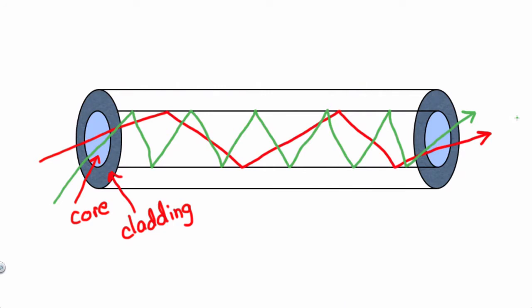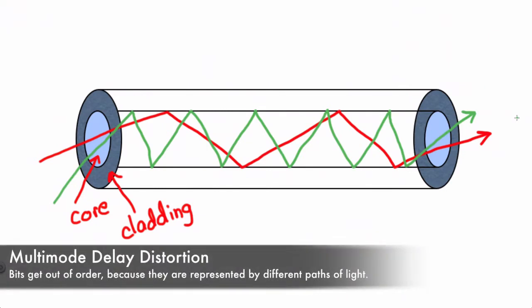Over a long distance, such as greater than 2 kilometers, we could have an issue with this. If one bit comes in at a steep angle, like the green line on screen, and the next bit comes in at a less steep angle, like the red line on screen, it's possible that the bits would get out of order. The first bit came in first, but it bounced back and forth, back and forth, back and forth much more than the next bit did. It could actually fall behind. The name for this is called multi-mode delay distortion.